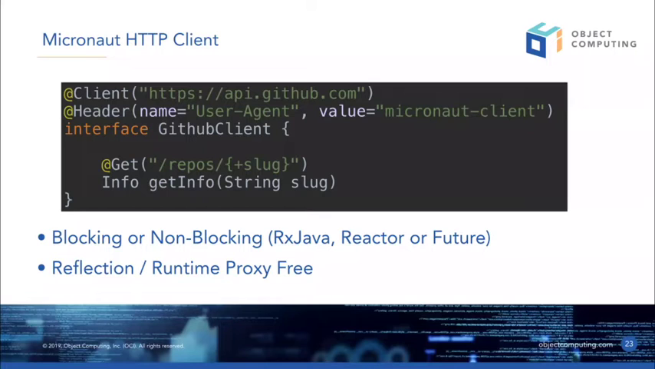And by default, everything reactive is supported. So if you want to return a CompletableFuture of an Info, you can do that, right? If you want to return an RxJava Flowable or a Single, you can do that as well. So all those reactive or asynchronous return types are supported in the HTTP client. And all of that is done without any reflection or runtime proxies, right? So all the proxy classes are generated at compile time.